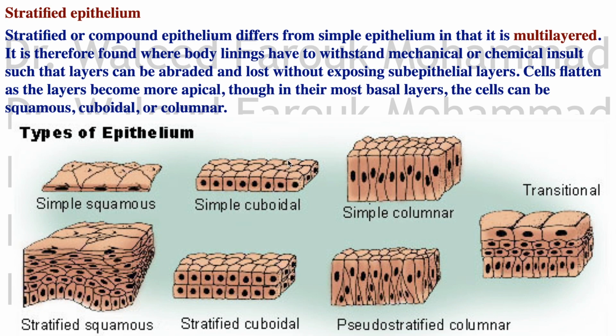The stratified epithelium or the multi-layered epithelium makes sense that it's multi-layered because we need it for protection from abrasions, either mechanical or chemical. And such layers can be abraded and lost without exposing the sub-epithelial layers. Cells flatten as the layers become more apical. I told you before to look at the apical cells to classify the epithelium. And the cells can be squamous, cuboidal, or columnar.